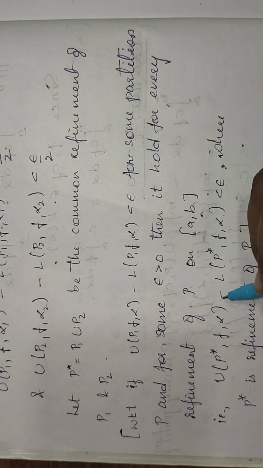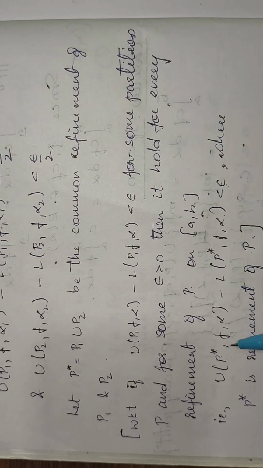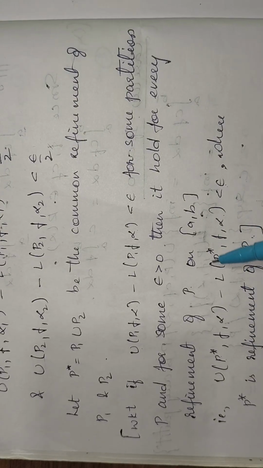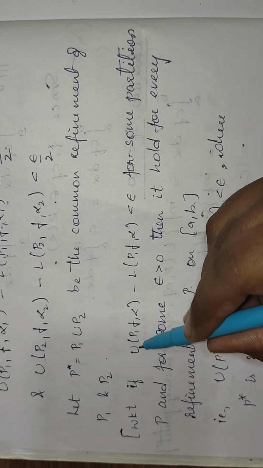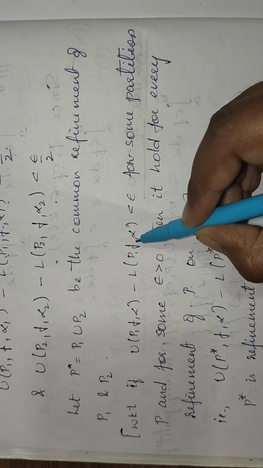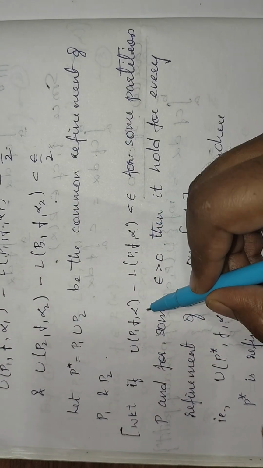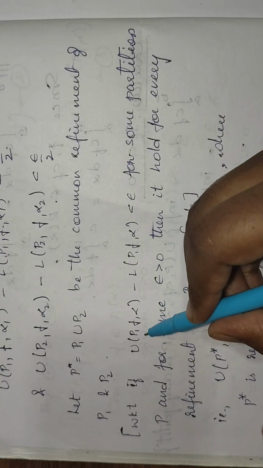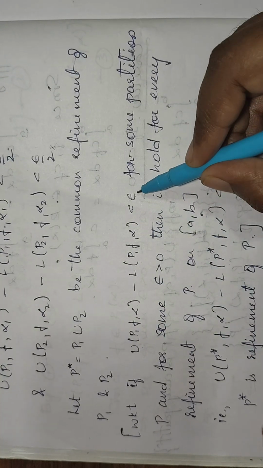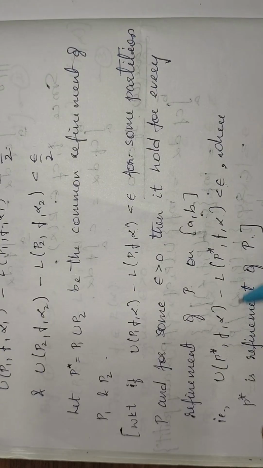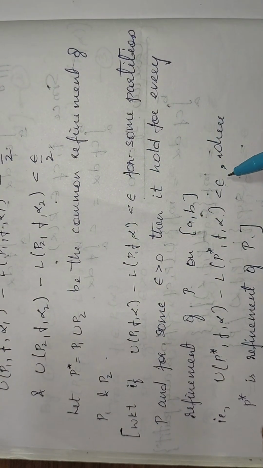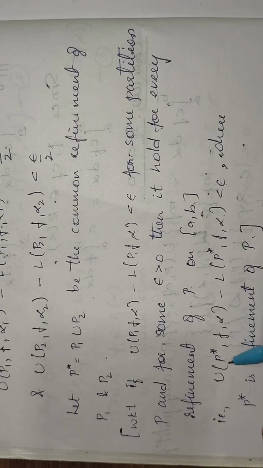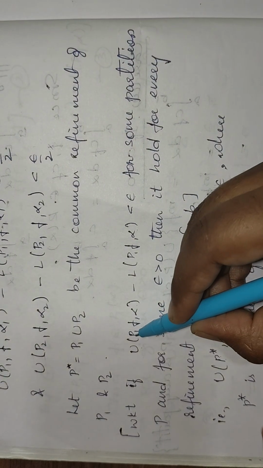So, in previous theorems, we have learned this: U(P star, f, alpha) minus L(P star, f, alpha) is less than or equal to U(P, f, alpha) minus L(P, f, alpha). And here, if this difference is less than epsilon, obviously this difference, which is less than or equal to this, will be less than epsilon. So where here P star is the refinement of P.